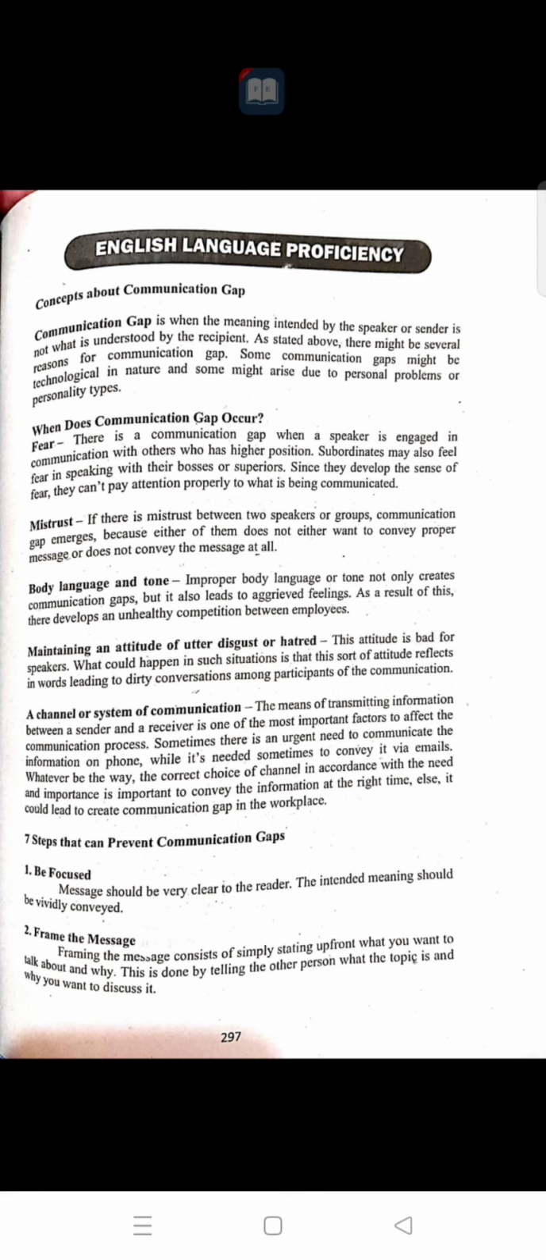Next one, frame the message. What is this frame the message? Framing the message consists of simply stating upfront what you want to talk about and why. When we say upfront, you go direct to the point. This is done by telling the other person what the topic is and why you want to discuss it. When we say framing the message, kasi it's like you put a border and then like dito lang dapat siya magfo-focus, parang ganon. Ito lang yung kanyang scope, parang ganyan. And of course, you go direct to the point. That is framing the message.